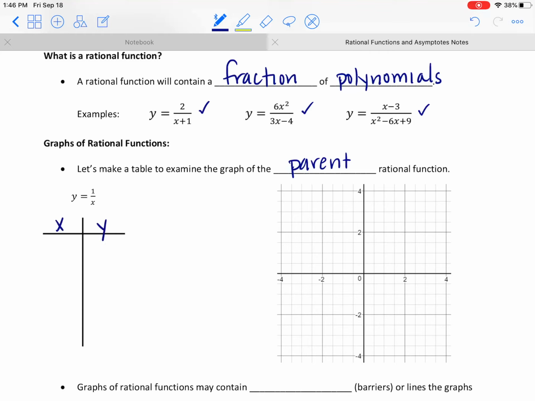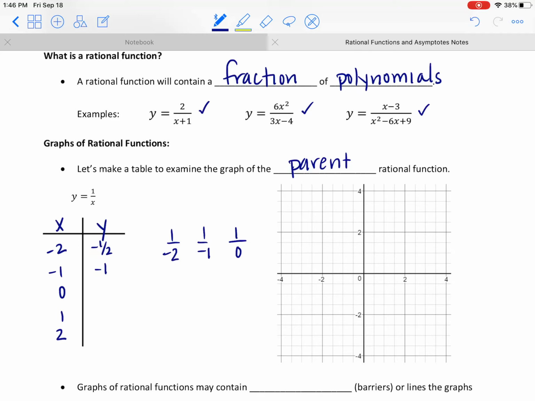So do you remember what happened when we tried to make a table of values here? Normally when you make your table, you can pick whatever you want for x, plug it in, get a y value back out, and you connect the dots, right? So we said, okay, let's pick -2, -1, 0, 1, and 2. These are pretty standard numbers to pick. Some negatives, some positives, 0. If I plug -2 in, 1 over -2 is going to leave me -1/2. If I plug -1 in, 1 over -1 is going to be -1.